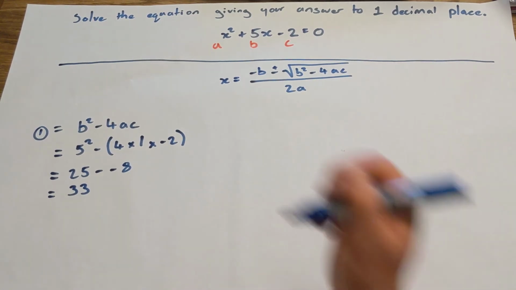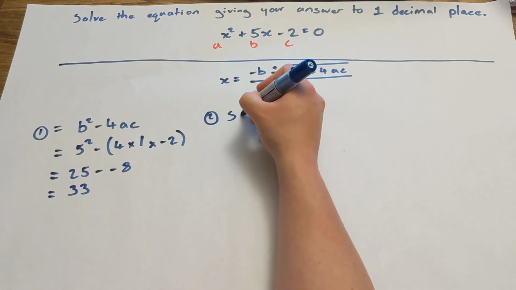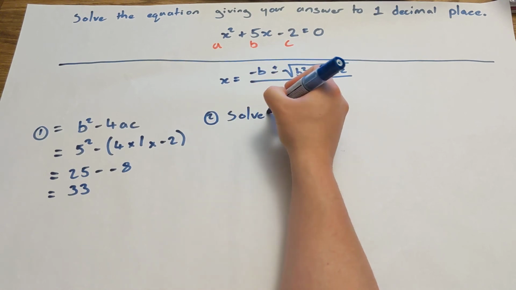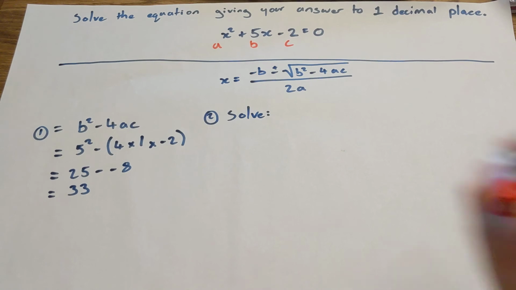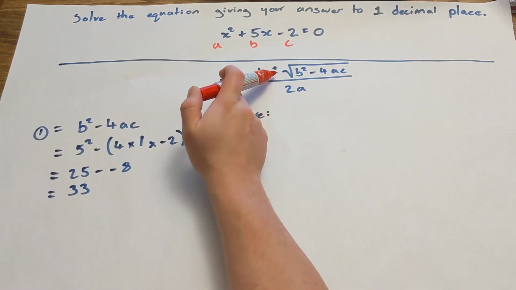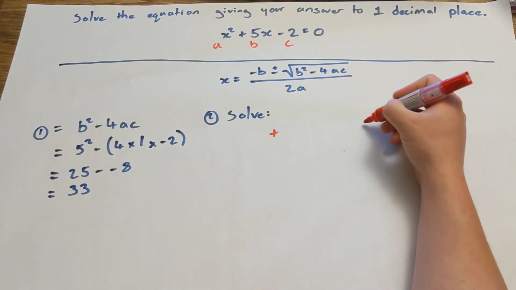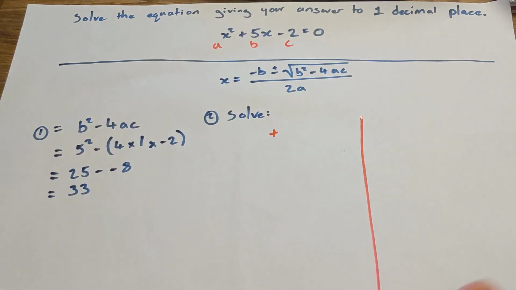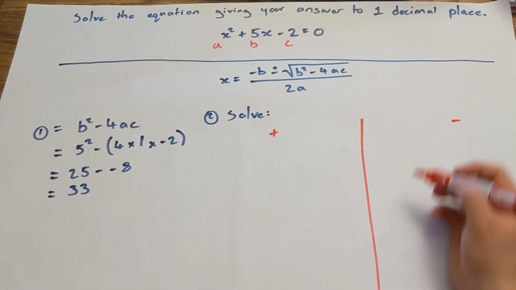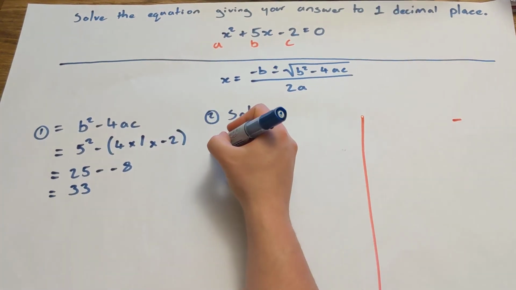Okay, so next step is to solve. Okay, and remember we need to solve it twice. We need to solve it once where we add this bit on, and then once where we take that bit away. So we'll do the adding one, and then we'll do the taking away one. They should each give us different answers, and then those two answers are the solutions. So let's look at the adding one first.